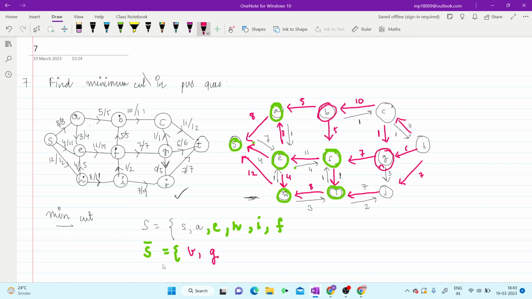What about S to J? Do we have a path from S to J? Yes, ma'am. Which path? So we have a path from S to I, then we go from I to J. Okay. And what about the rest of the vertices?